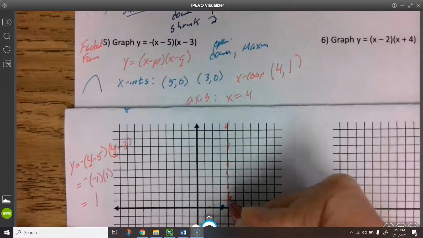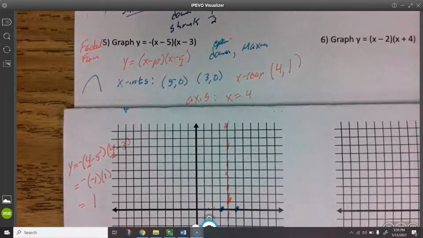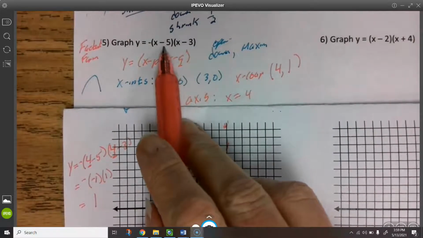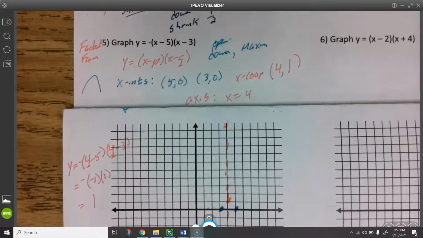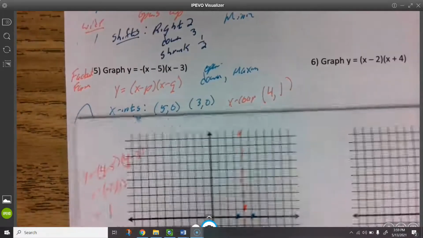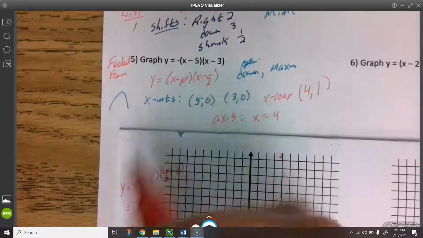Ooh. Okay, we're going to have to find another point. Now, here's the beautiful thing. I was going to say we could find our y-intercept by plugging in 0, but look, we're going to have a 5 times a 3. It's going to be 15. That's off our grid. So I'm just going to pick another one. Let's pick 1 for x, and plug it in for x.